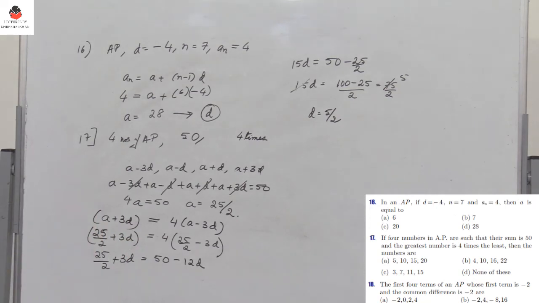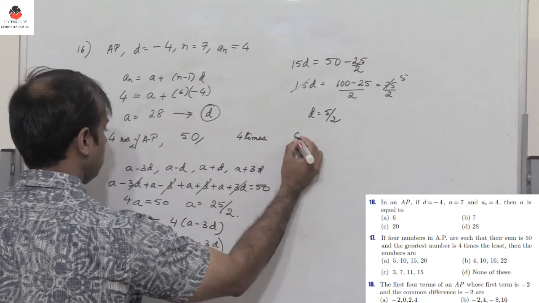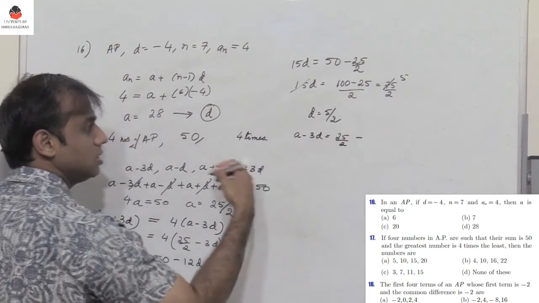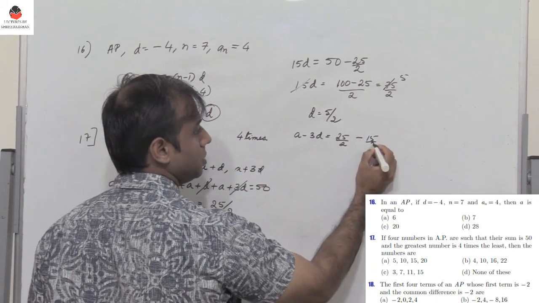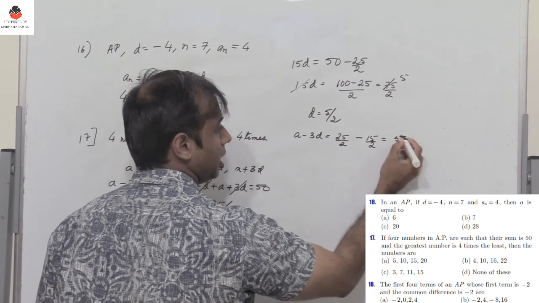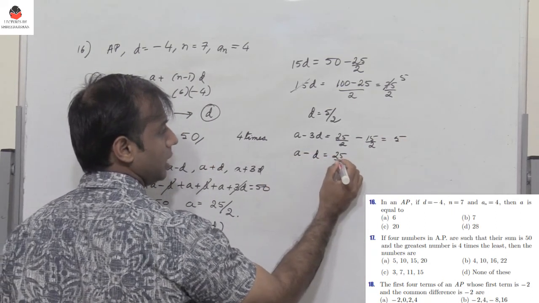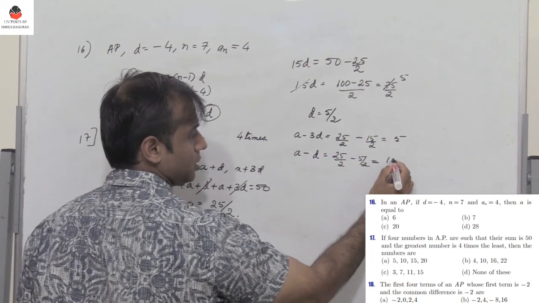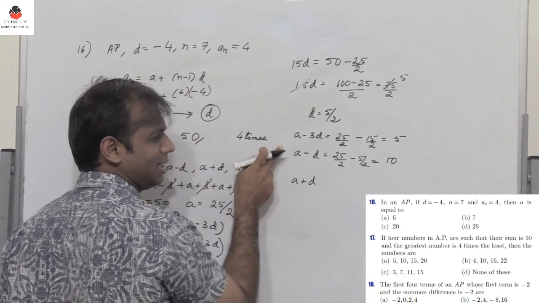So what are the numbers? The numbers are a minus 3d. A is 25 by 2. So a minus 3d is 25 by 2 minus 3 into d. So 3 into 5 is 15 by 2. So that is 10 by 2, which is 5. Next, a minus d, which is 25 by 2 minus 5 by 2, which is 20 by 2, which is 10.